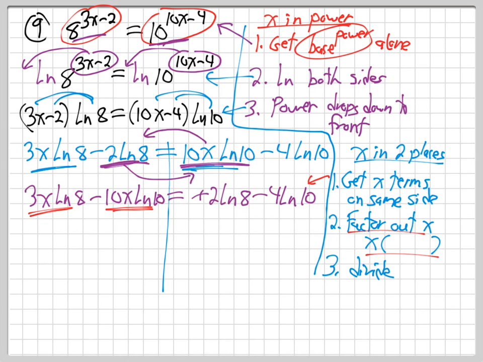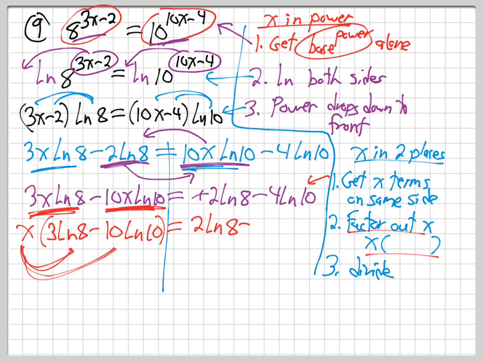Step 2, factor out the x, like x with the big old parenthesis. So x times what will go back to this term? Well, 3 ln 8. Right? Just pull out the x. Minus x times what will go back to this term? 10 ln 10. See how that x could multiply, and we'd be right back to here and here? Equals, and we'll just keep the other side the same. No changes over there. Okay, so we factored out that x.